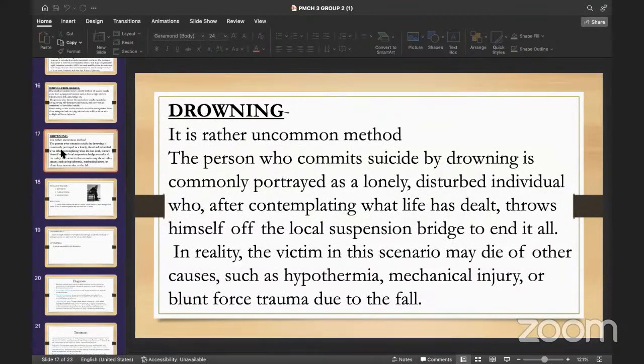Drowning. It is a rather uncommon method. The person who commits suicide by drowning is commonly portrayed as a lonely, disturbed individual who, after completing the life he has dealt with, throws himself off the local suspension bridge to end it all. In reality, the victim in this scenario may die of other causes, such as hypothermia, mechanical injury, or blunt force trauma due to the fall.